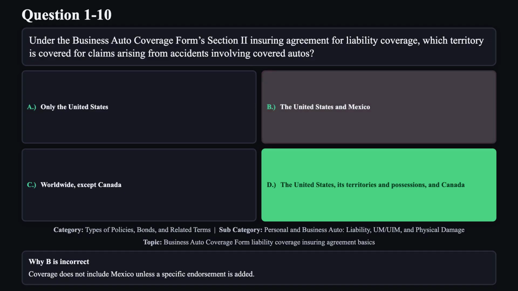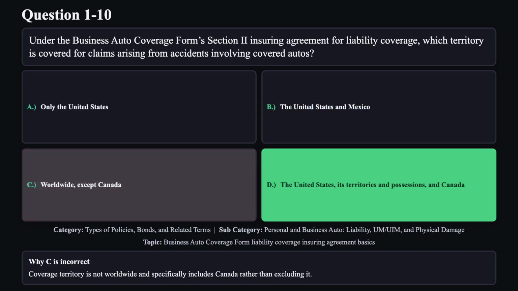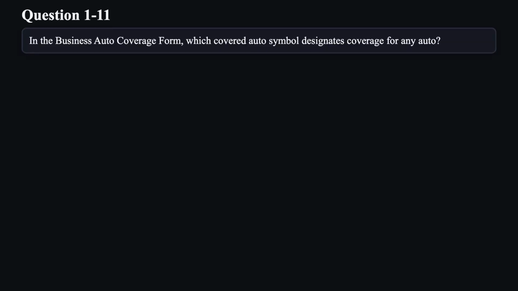Reason B is not correct. Coverage does not include Mexico unless a specific endorsement is added. Reason C is not correct. Coverage territory is not worldwide and specifically includes Canada rather than excluding it. Question 11. In the Business Auto Coverage Form, which covered auto symbol designates coverage for any auto?